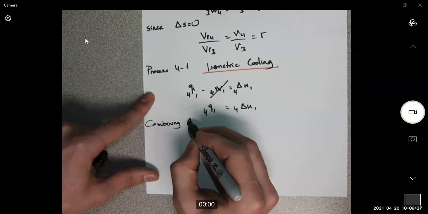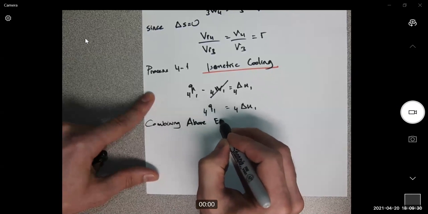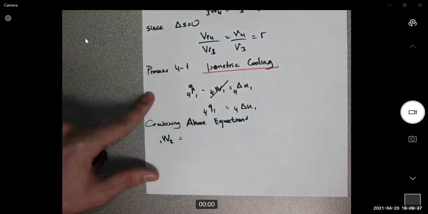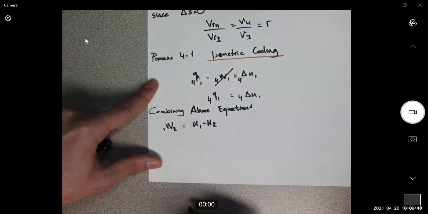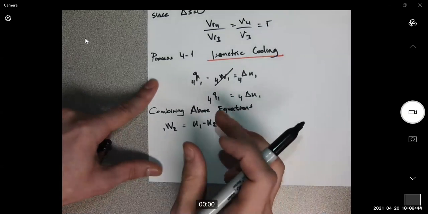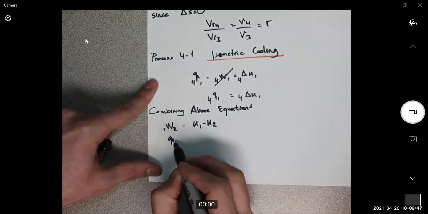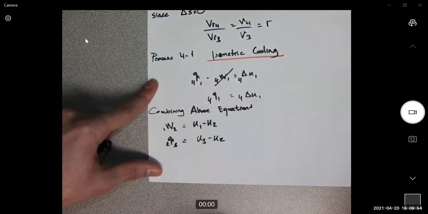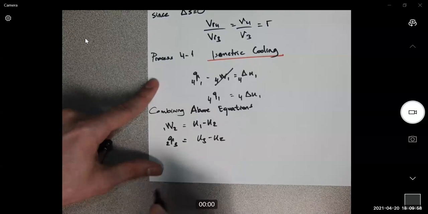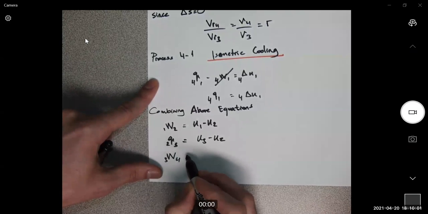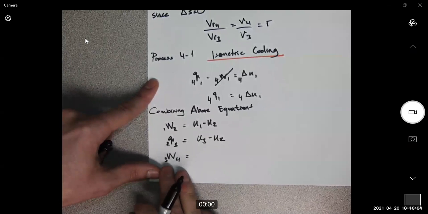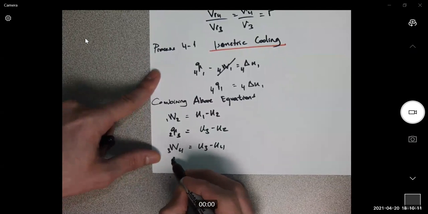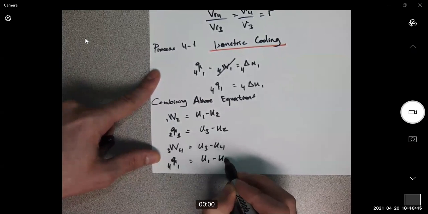Combining these, for the isentropic processes: work on the system from state 1 to state 2 is U1 minus U2. Q from state 2 to state 3, heat addition, is U3 minus U2. Work by the system from state 3 to state 4 is U3 minus U4. Heat rejection from state 4 to state 1 is U1 minus U4.